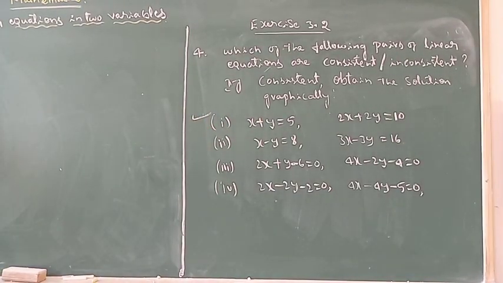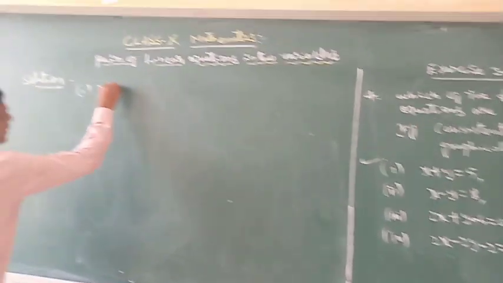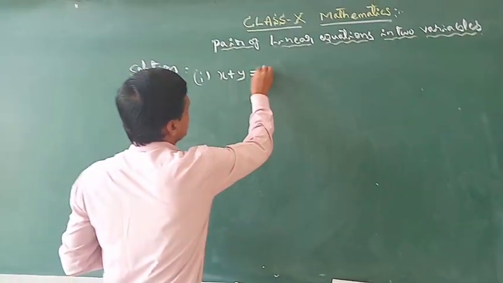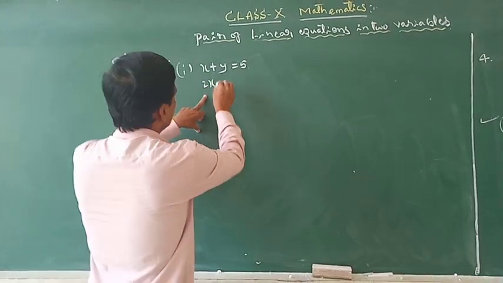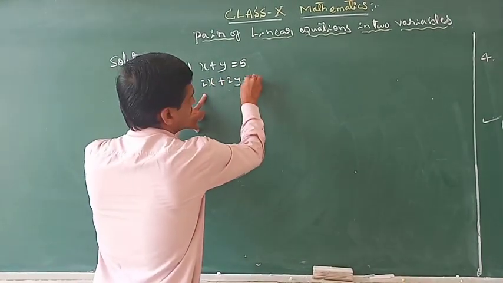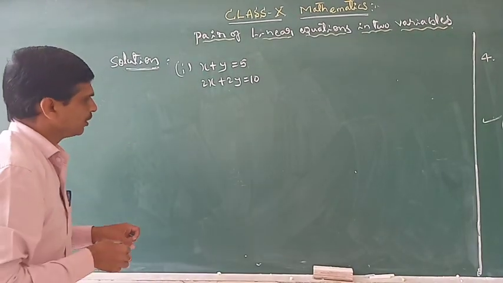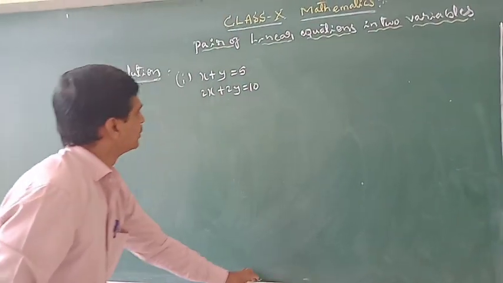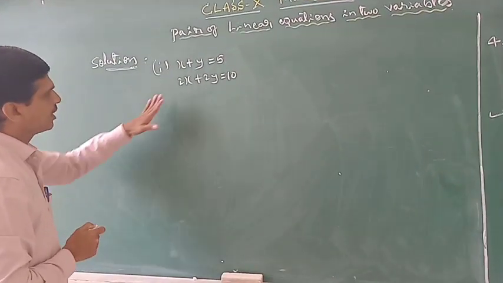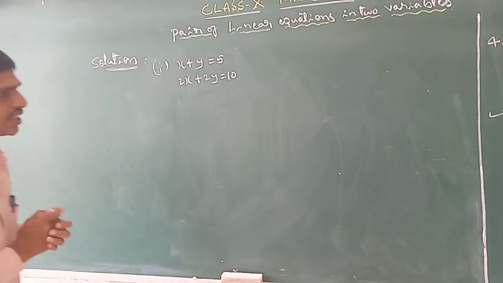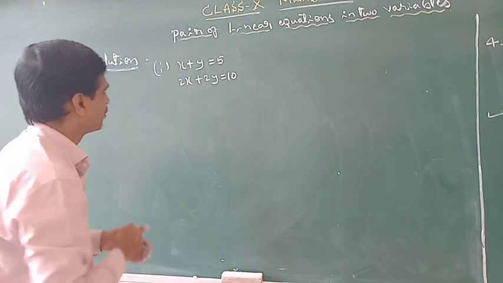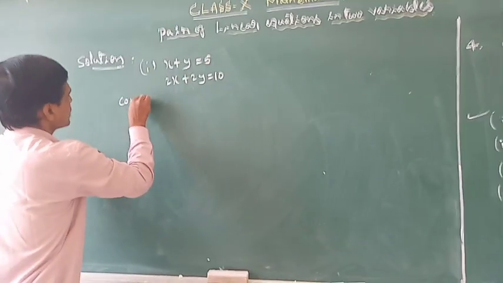Solution for the first one: x plus y is equal to 5. Another equation is 2x plus 2y is equal to 10. Now how would you consider whether the pair of equations is consistent? The same method as the third one. So consider the coefficients.